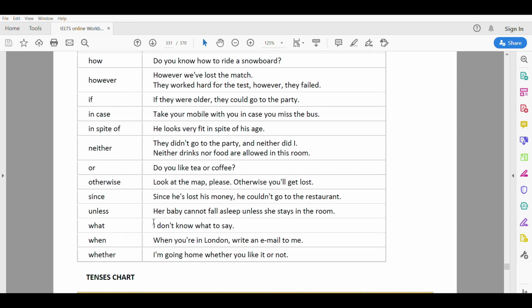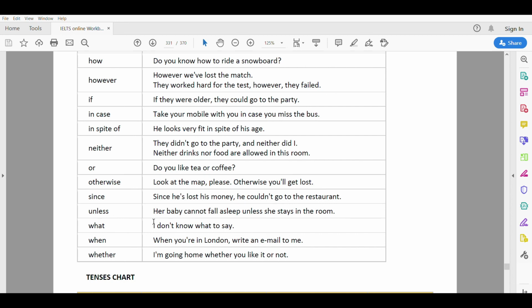The next one is I don't know what to do. I don't know what to say. The next one is when you are in London, write an email to me. Simple. The next one, the last one is whether. I'm going home whether you like it or not.